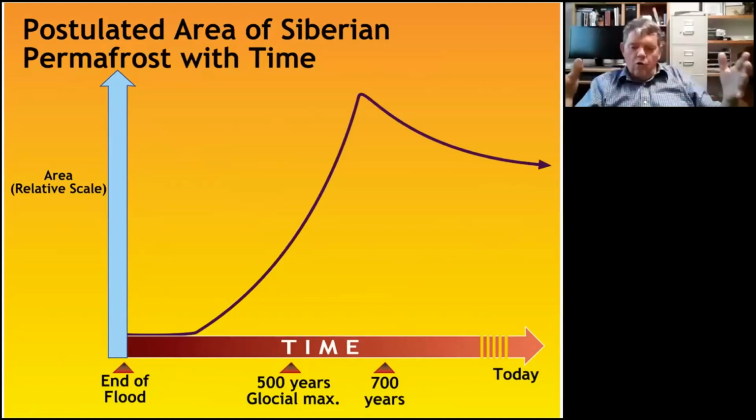There wouldn't have been any cold winters to cause the permafrost at the end of the flood by definition. But as time goes on and winters become cooler and cooler, eventually, starting about midway in the ice age, the permafrost would start building up and build up and build up. And at the end, when it was actually colder winters than today, you'd have more permafrost.